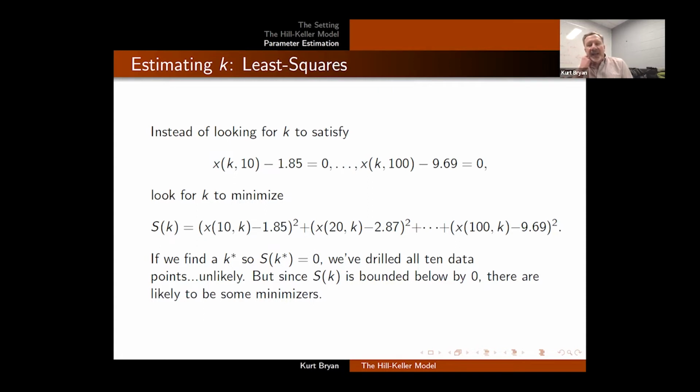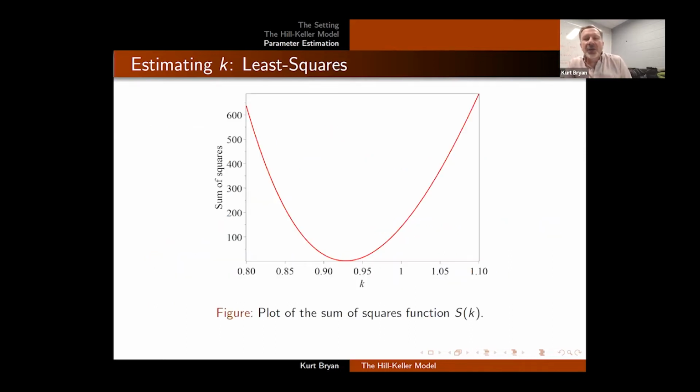I convinced them, and I'm going to show you a plot of S of k on the next slide, you can easily see that S of k is bounded below by 0. It's a sum of squares. And it seems highly likely that S of k should have at least one minimizer. So you plot it, and that's what it looks like when you plot that function S of k.